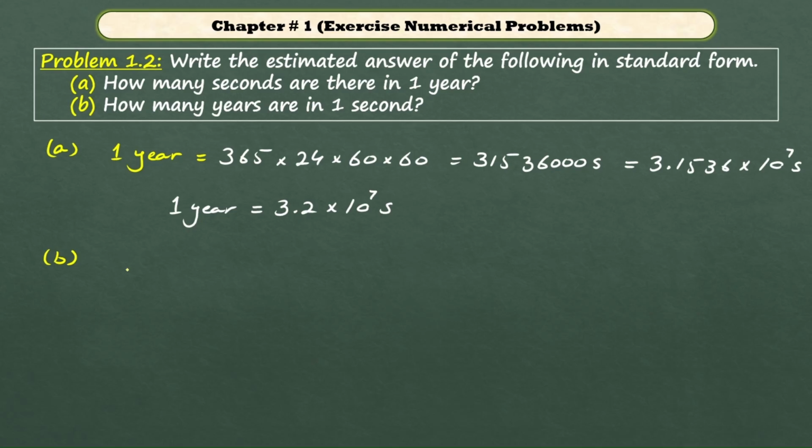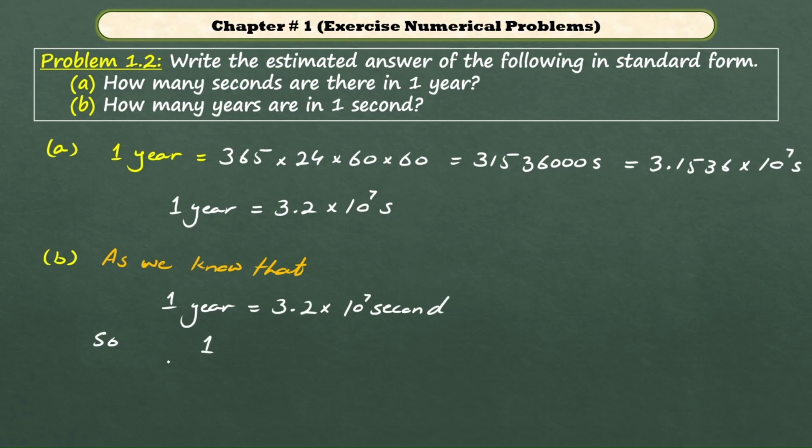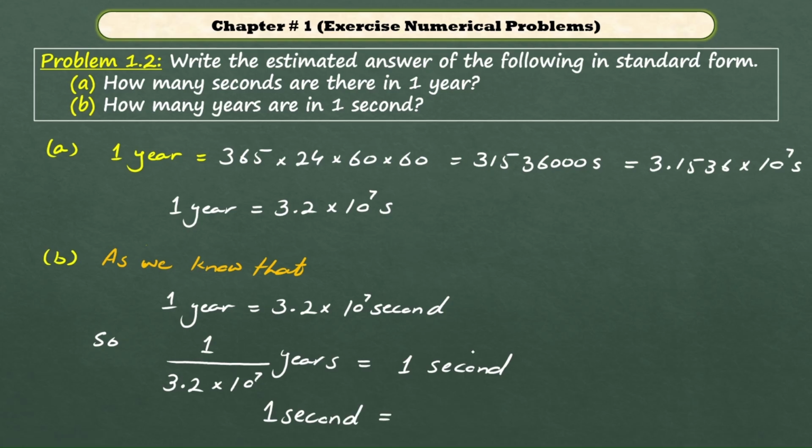Part B. As we know that 1 year is equal to 3.2 into 10 to the power 7 seconds. So 1 over 3.2 into 10 to the power 7 years is equal to 1 second. So 1 second is equal to 3.1 into 10 to the power minus 8 years.